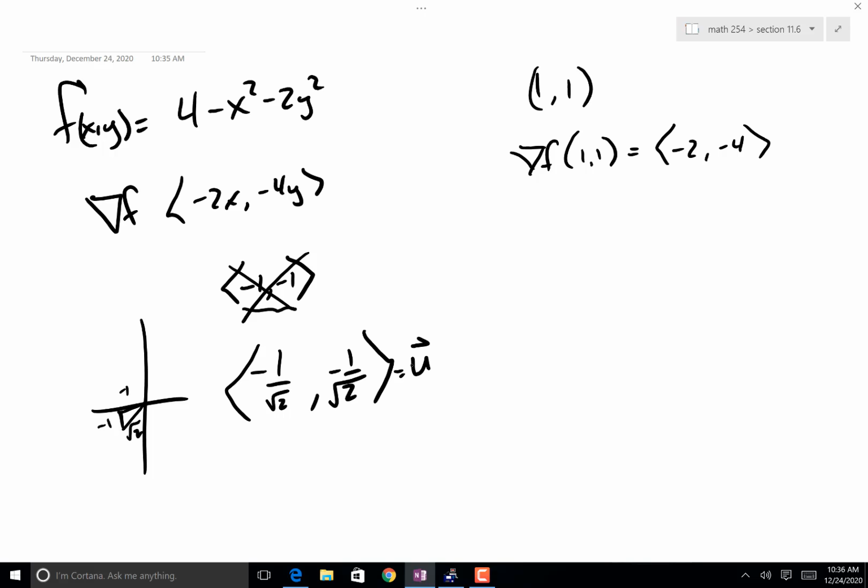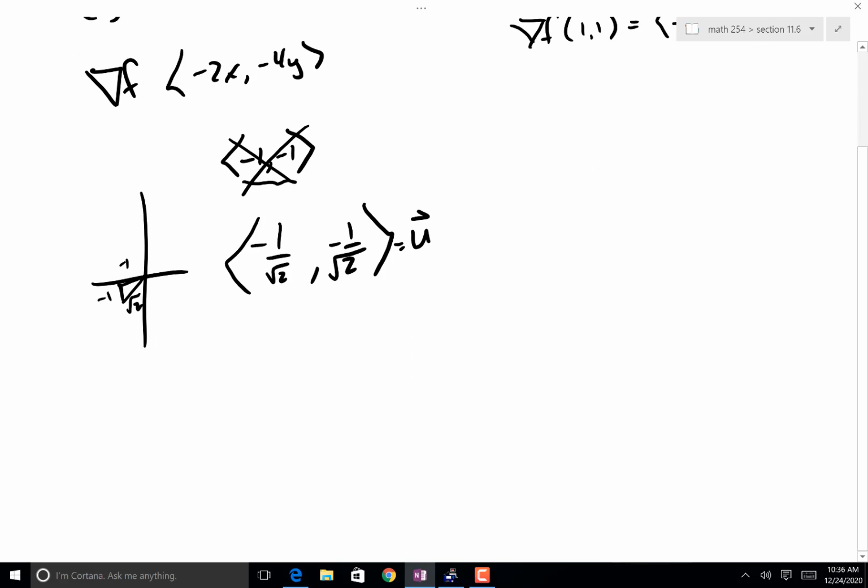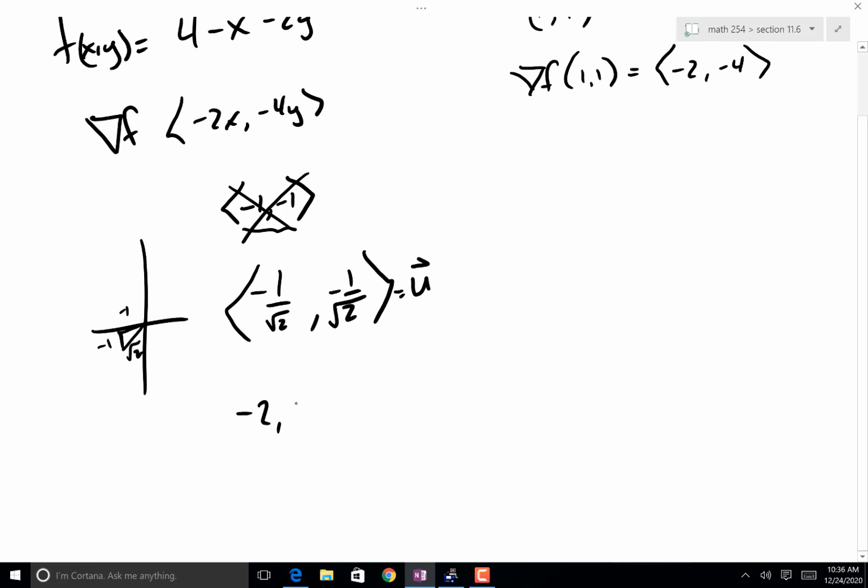So I could say something like, head in the direction of (2, 7). You're like, Jay, that's not a unit vector. I know. You need to make it a unit vector. It's not very difficult. Then what a fella does is simply go -2 times -1 over root 2, plus -4 times -1 over root 2. And lo and behold, what do you get? You get 2 over root 2 plus 4 over root 2, which is 6 over the square root of 2, which is, I don't know, I can't do math.